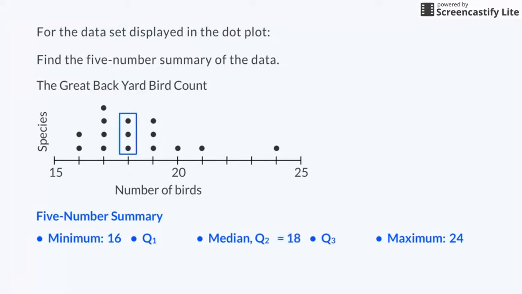The first quartile, or Q sub 1, is 17. Remember, this is the middle number of the first half of the data from 16 to 18. The third quartile, or Q sub 3, is 19. Remember, this is the middle of the second half of the data from 18 to 24.